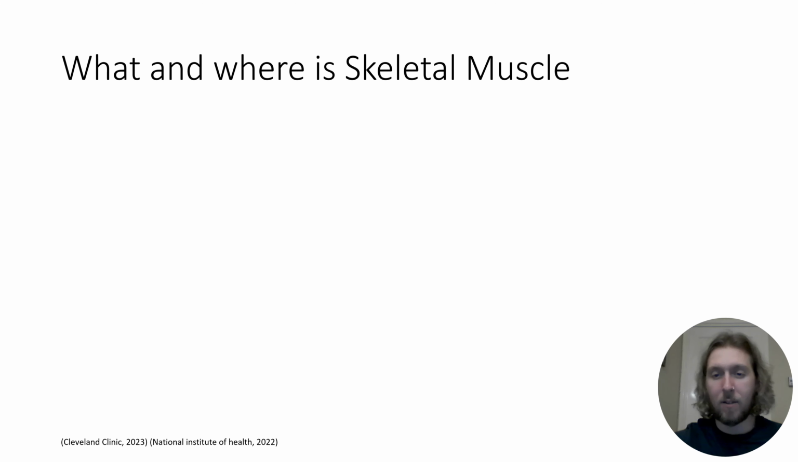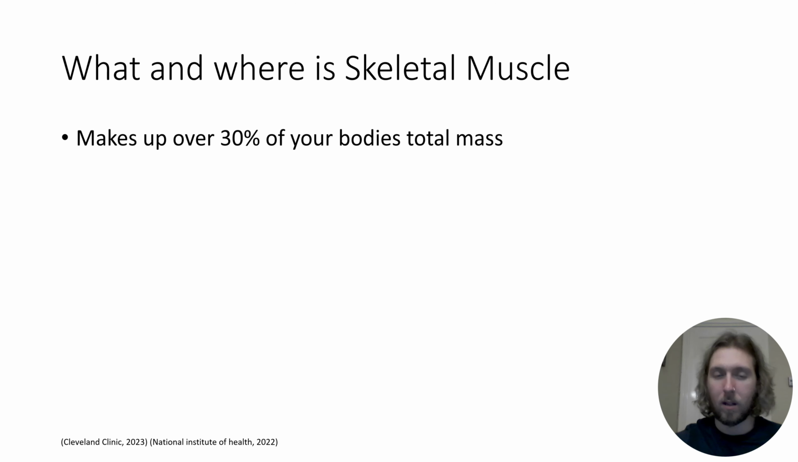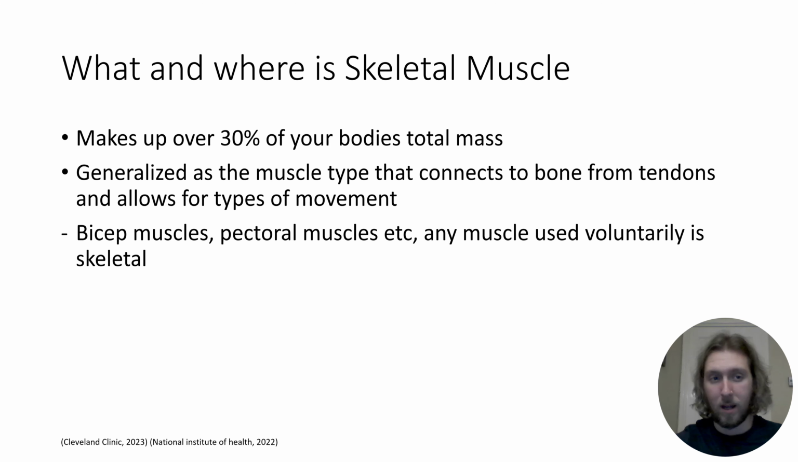What and where is skeletal muscle? Skeletal muscle makes up over 30% of your body's total mass. It's found all across your body. And it's generalized as the muscle type that connects to bone from tendons and allows for types of movement. So examples of these would be your bicep muscles, your pectoral muscles, your hamstrings, your quadriceps. It's any muscle used voluntarily. That's what is skeletal muscle.